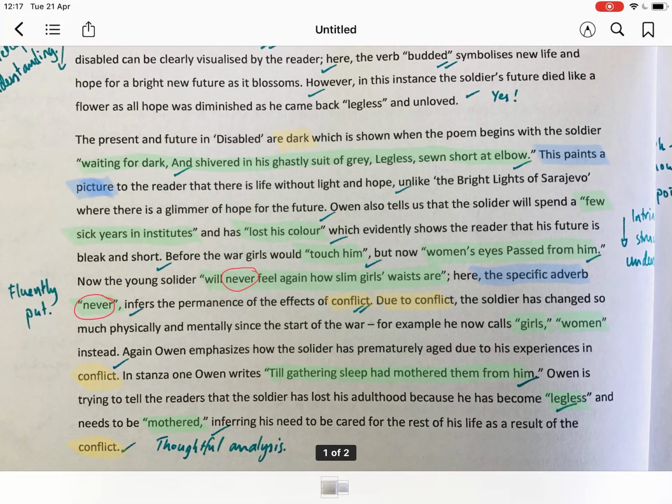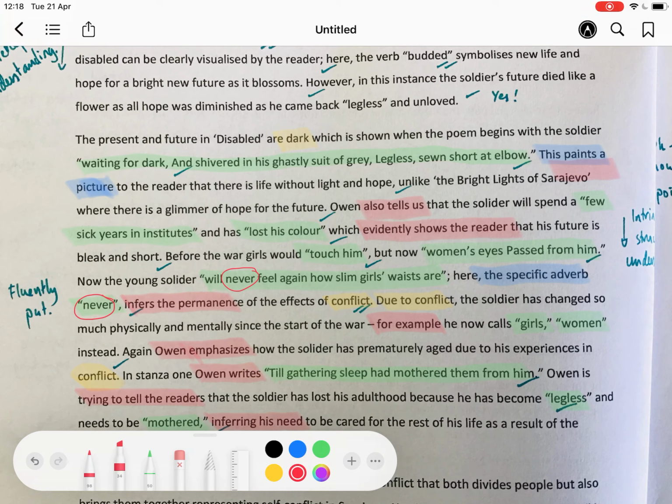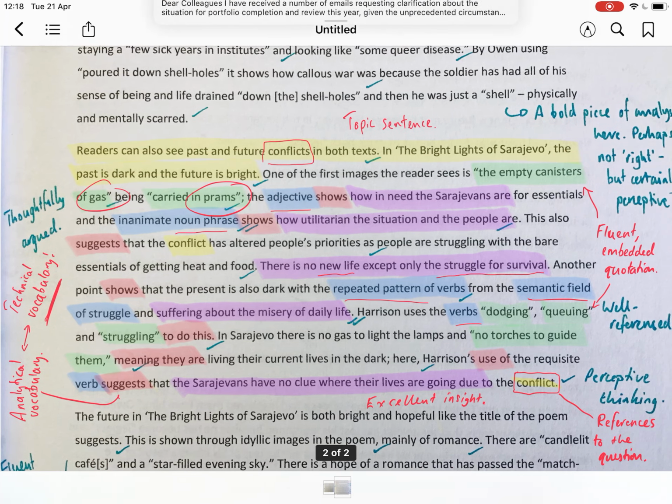So we used red before to pick out that idea of analysis, didn't we? So painting a picture to the reader. Owen tells us. It evidently shows the reader. It infers the permanence. For example, Owen emphasises. Owen writes. Owen is trying to tell the readers, inferring his need. So we've got these lovely examples of analytical vocabulary going on throughout this paragraph, which means they're always telling us what they think about the text. They're always showing us their insights, aren't they?